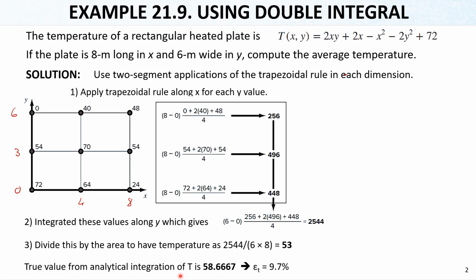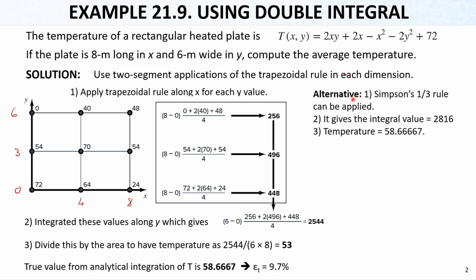And the true value from analytical integration, if you take the integration of this, the true value of temperature is 58.6667. And you can see that there is a difference, but it's pretty close. And the true error is 9.7%. So it's below 10%. Of course, to improve the error, you can maybe use Simpson's rule for this data. Simpson's 1/3 rule here, Simpson's 1/3 rule here, Simpson's 1/3 rule here. And then finally, Simpson's 1/3 rule in the y direction, and you will get maybe a better result.